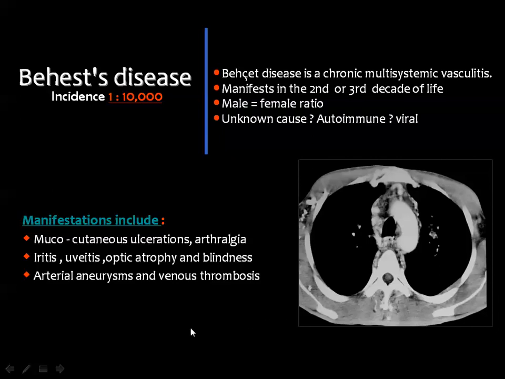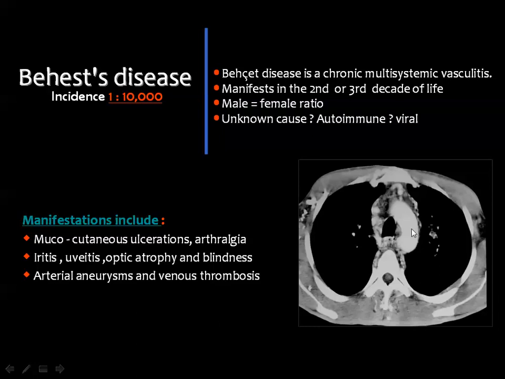The clinical manifestations of Behçet disease include mucocutaneous ulcerations, arthralgia, iritis, uveitis, optic nerve atrophy, and maybe blindness. The major radiological manifestations of Behçet disease include arterial aneurysms, especially of the pulmonary arteries, and venous thrombosis, especially of the major vessels, including the vena cava.